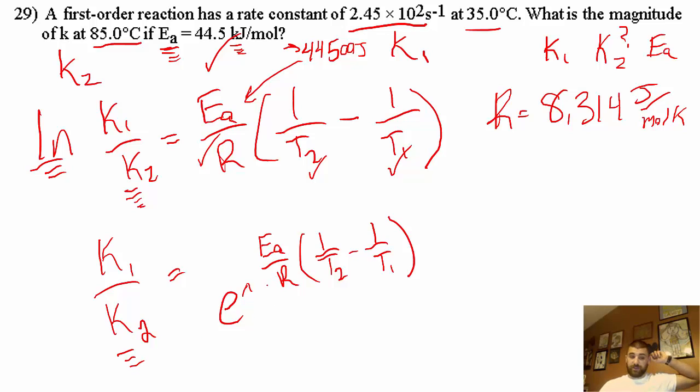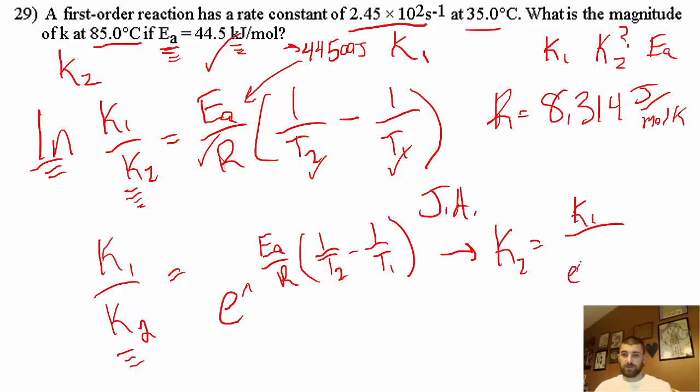So now we got to get K2 by itself. Well, there's a couple of ways you can do this. It's on the bottom here. All right. You know what? It's just algebra. You guys can figure that out, right? So you get K2 equals K1 all over the e to the EA on R times 1 over T2 minus 1 over T1.